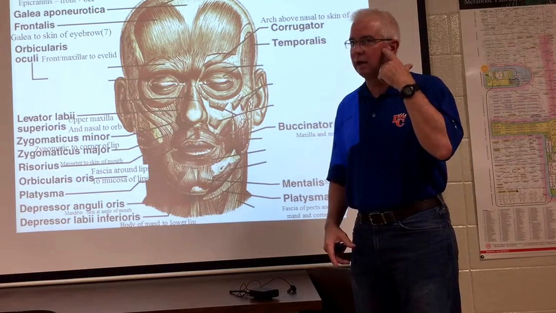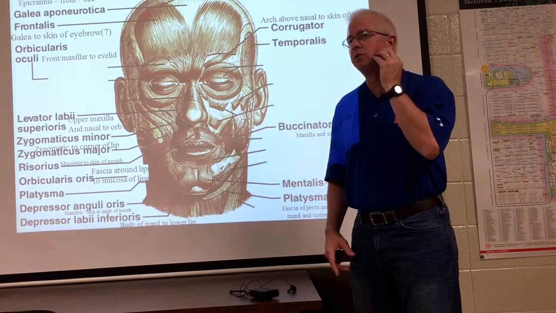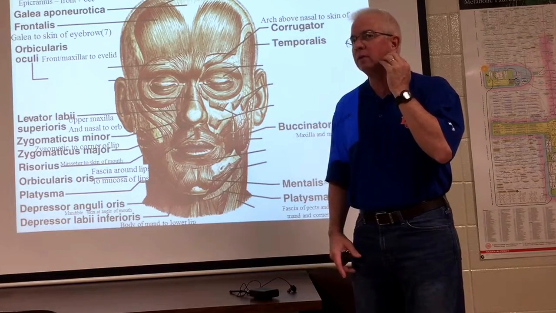And that muscle is attached to the zygomatic bone here, and it extends downward to attach to the ramus of the mandible, all along the base of the ramus of the mandible.